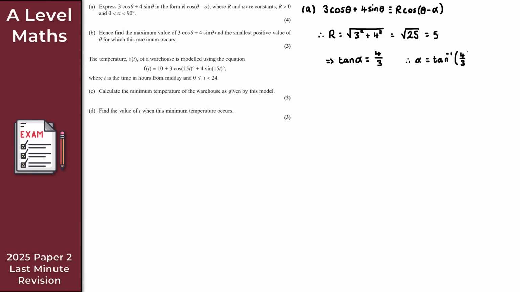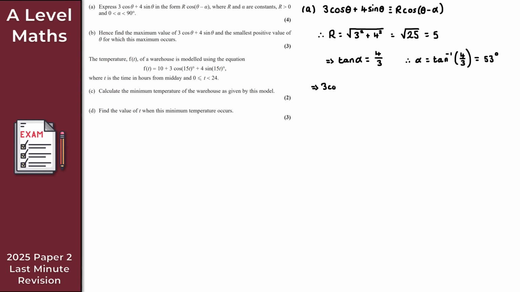Now be very, very careful here. We're not working in radians for this question. Often we will be working in radians, but for this question we are working in degrees, so be very careful. If you do this correctly, then what we get is 53 degrees. So alpha is equal to 53 degrees. Perfect. To finish, let's express it in this form.